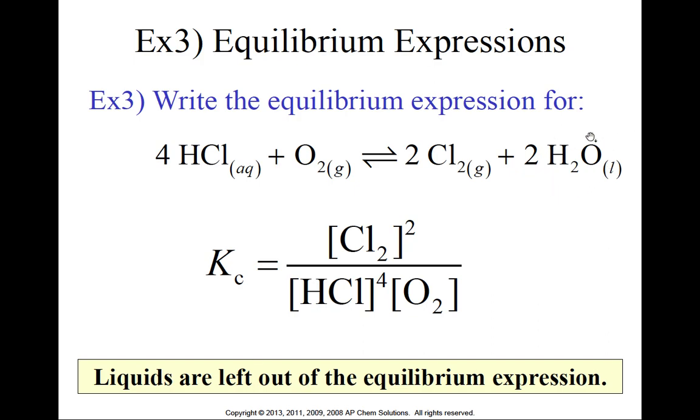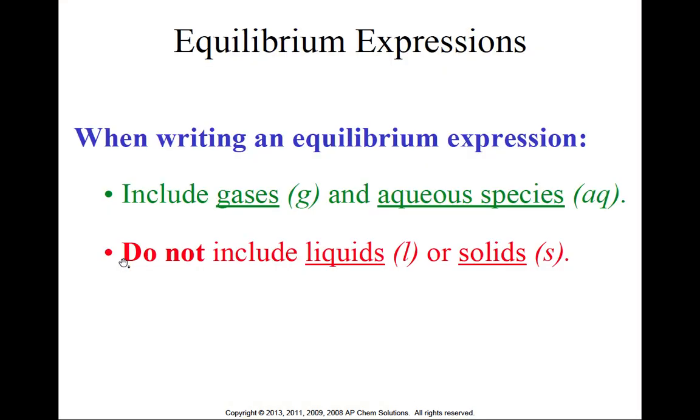Here, water is a liquid product, so we're going to leave that out of the numerator. We're going to do the concentration of chlorine gas squared, all divided by the concentration of hydrochloric acid to the power of 4 times the concentration of oxygen. Leave liquids out. So do not include liquids or solids. Include gases and aqueous species only.